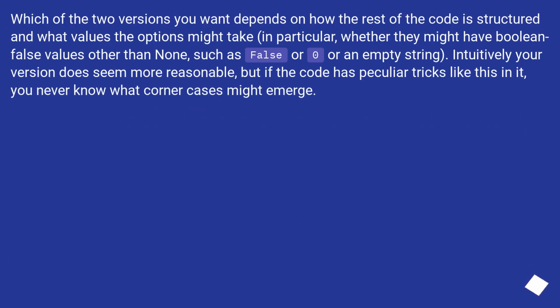Which of the two versions you want depends on how the rest of the code is structured and what values the options might take, in particular, whether they might have Boolean false values other than None, such as False or 0 or an empty string. Intuitively, your version does seem more reasonable, but if the code has peculiar tricks like this in it, you never know what corner cases might emerge.